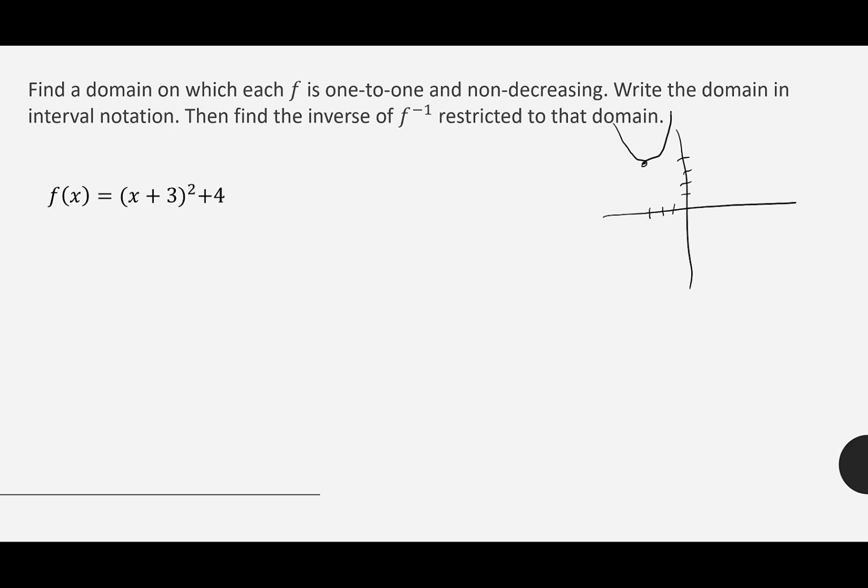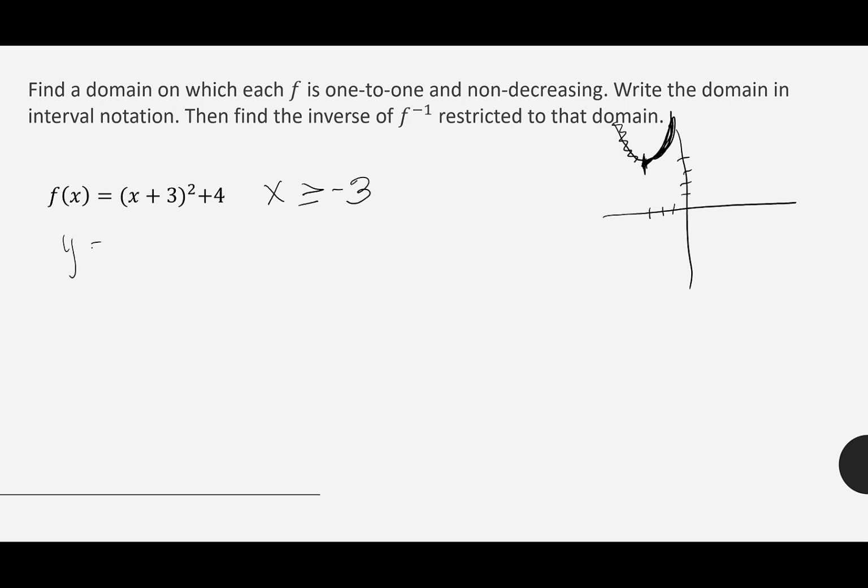and it says we want to restrict the domain to make it 1 to 1 and non-decreasing. So it was decreasing here, so that's the part I'm going to get rid of, and I'm only going to keep this increasing part to the right, which starts at -3. So we're going to make x greater than or equal to -3.